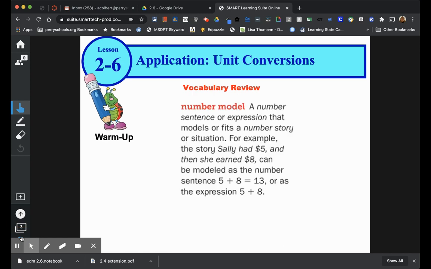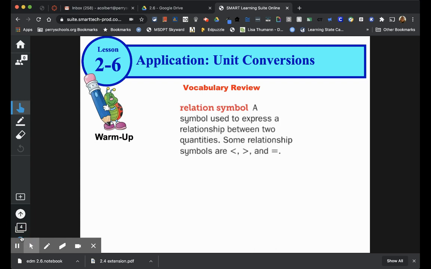A number model is a number sentence or expression that models or fits a number story or situation. For example, the story Sally had $5 and then she earned $8 can be modeled as the number sentence 5 plus 8 equals 13, or as the expression 5 plus 8. A relationship symbol is a symbol used to express a relationship between two quantities. Some relationship symbols are less than, greater than, and equal.